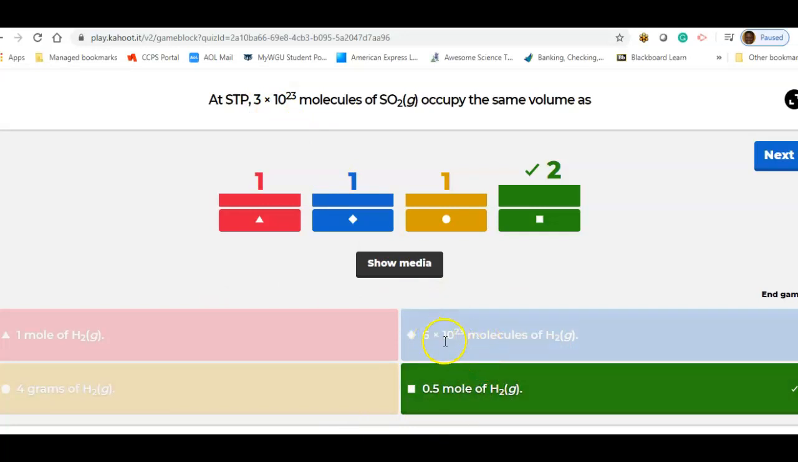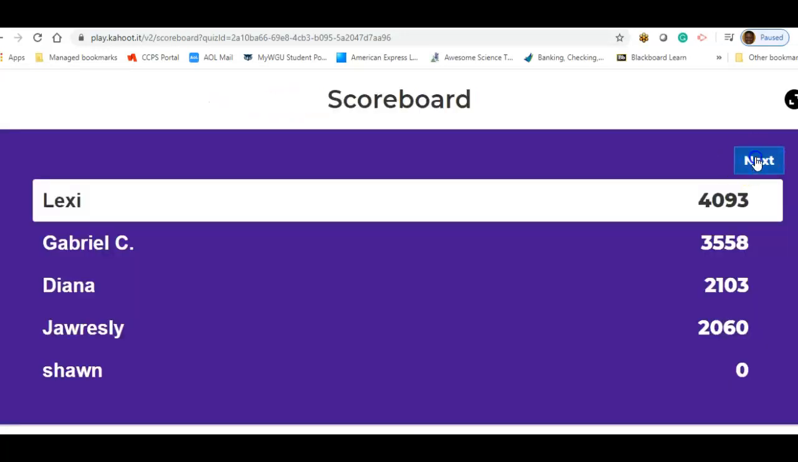This one, 6.6 times 10 to 23 molecules, is 1 mole. 4 grams of helium, of hydrogen, has 2 moles. 1 mole of hydrogen is 1 mole, but this is half mole. So it's just 0.5 mole of hydrogen. We have the same molecules. Remember, every gas contains the same number of molecules, 6.02 times 10 to the 23 power, for 1 mole. All right?